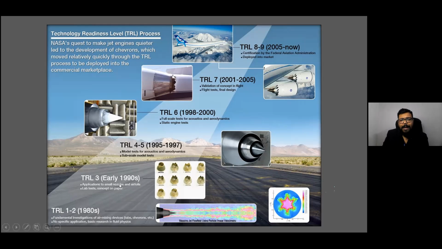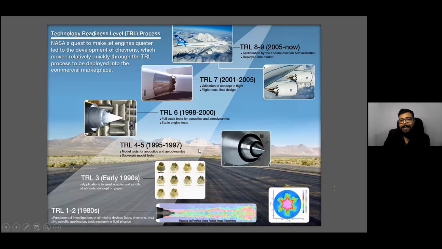After that, in the early 90s, you can see a few other models were developed, a few other shapes also developed, right? Application to small nozzles and airfoils. So initially it was like that, and after that NASA started research on fluid physics, and they came up in the early 90s with different shapes of nozzles.